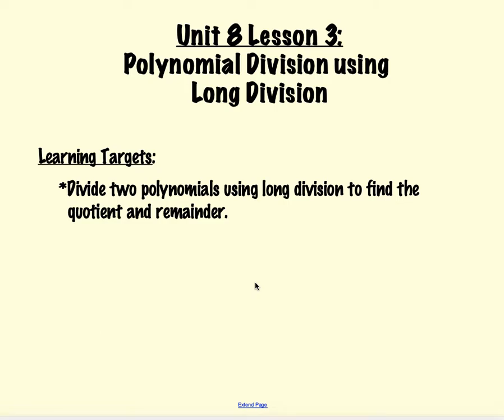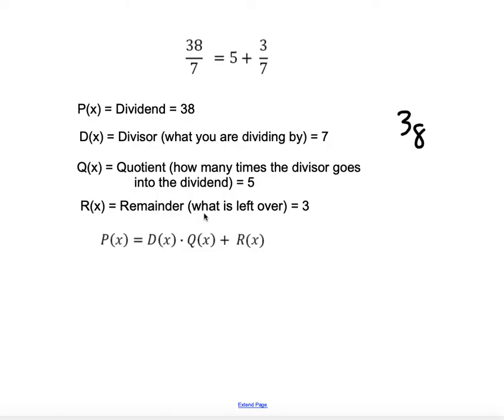Today we are going to divide two polynomials using long division to find the quotient and the remainder. If you remember, when you were in the lower grades, in elementary and possibly in middle school, you did some long division. The one that we're going to divide right now is 38 divided by 7.